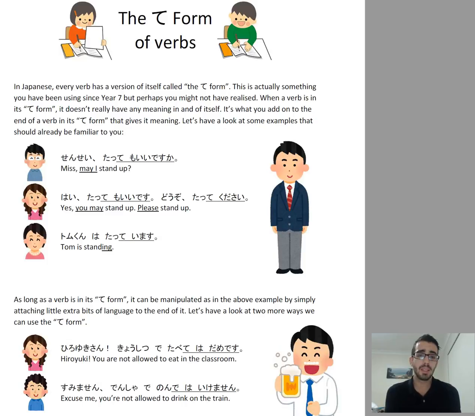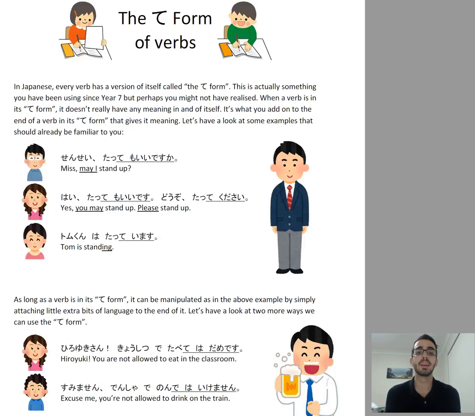For example, Miss, may I stand up? Sensei, tatte mo ii desu ka? By adding the mo ii desu ka, it becomes may I. The teacher might reply with, Hai, tatte mo ii desu. Dozo, tatte kudasai. Yes, you may stand up. Please stand up. By adding mo ii desu to a te verb, it means you may do whatever the verb is. And by adding kudasai, it means please do whatever the verb is.